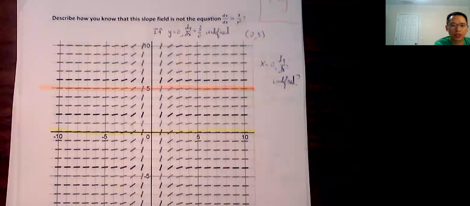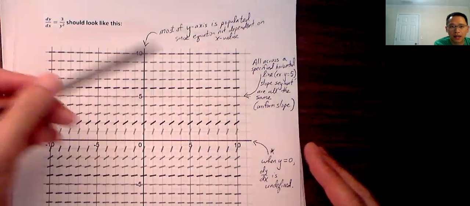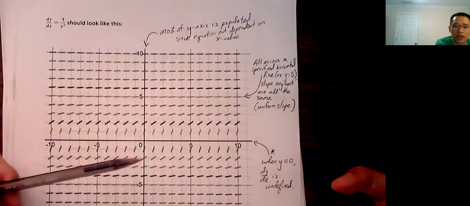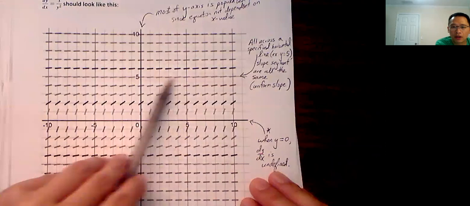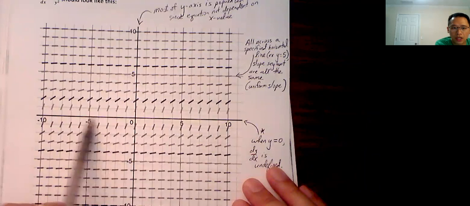Now, on the AP exam, you're never going to be asked to create any slope fields. The most that they'll ask you to do is identify properties that are consistent or not consistent, and be able to show the grader that you understand how to read a slope field. Just like what we expected, everything across the horizontal line must have the same slope. It should look like this, right? When y is zero, I should be getting undefined slope. I shouldn't see any segments here.